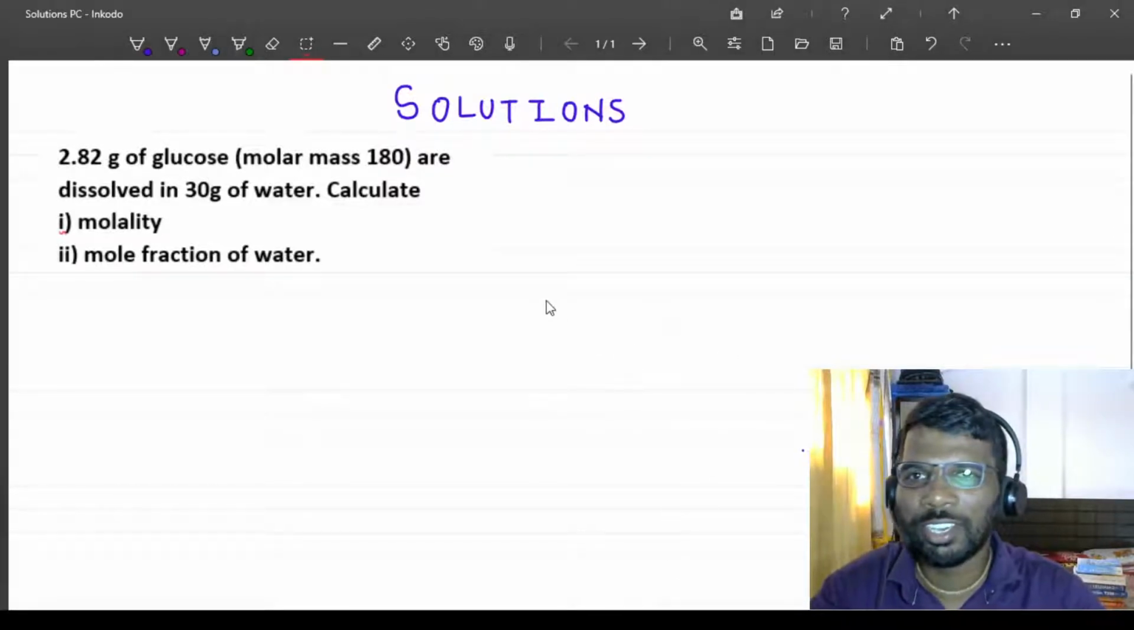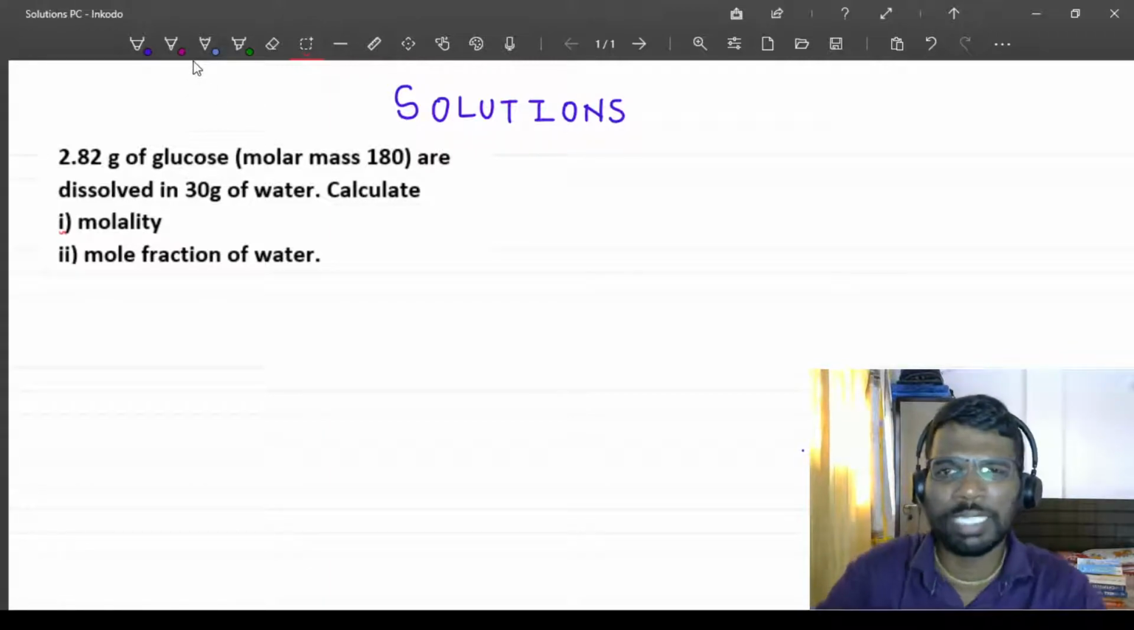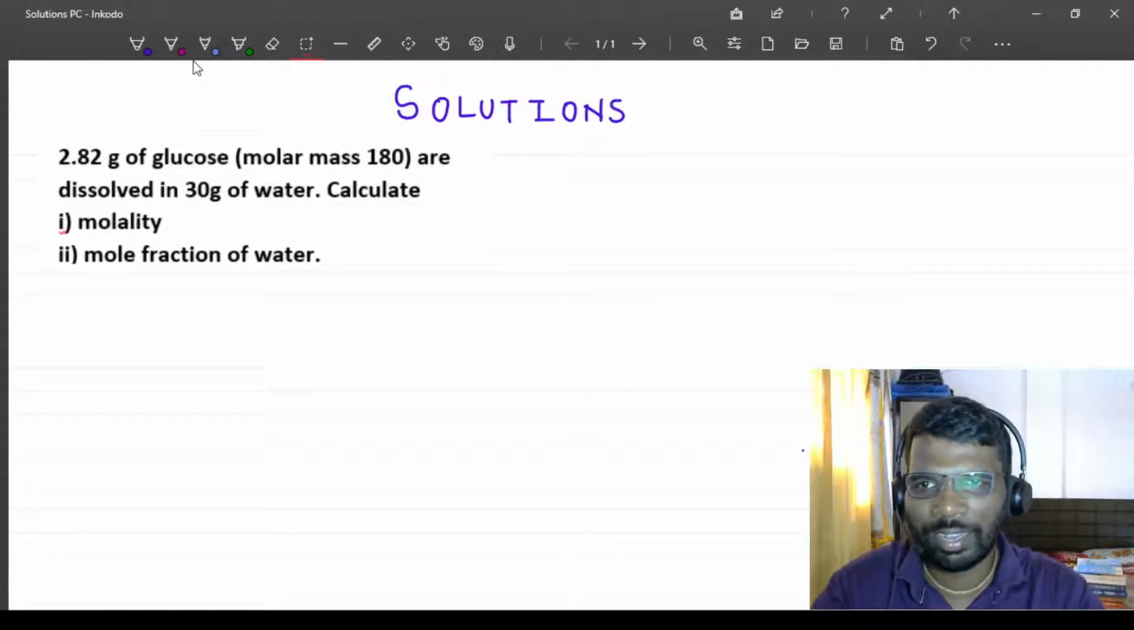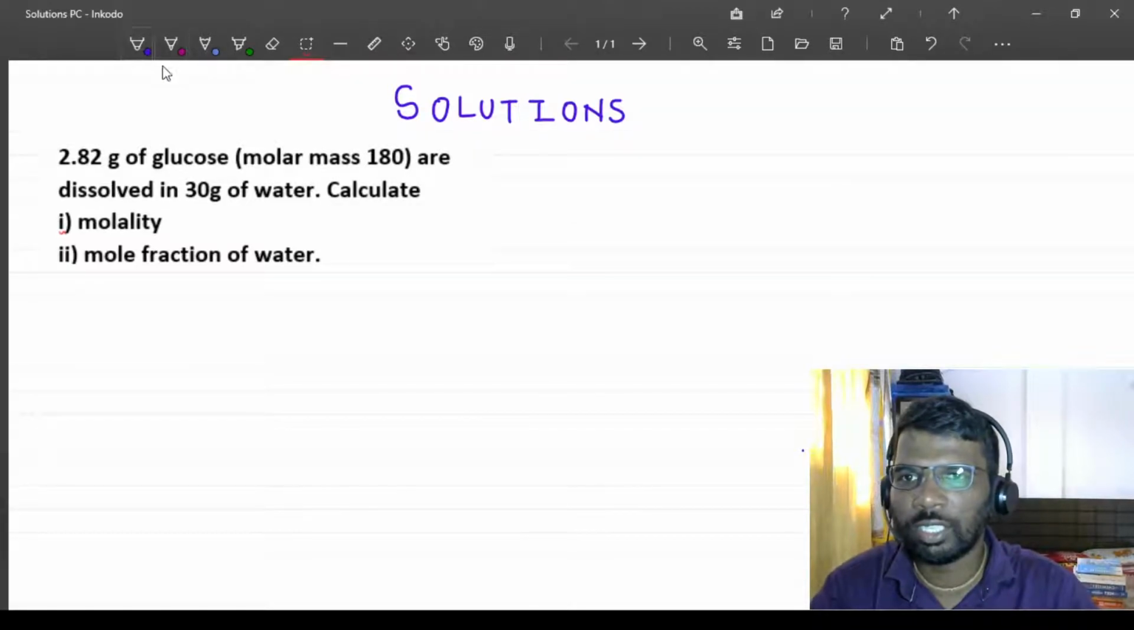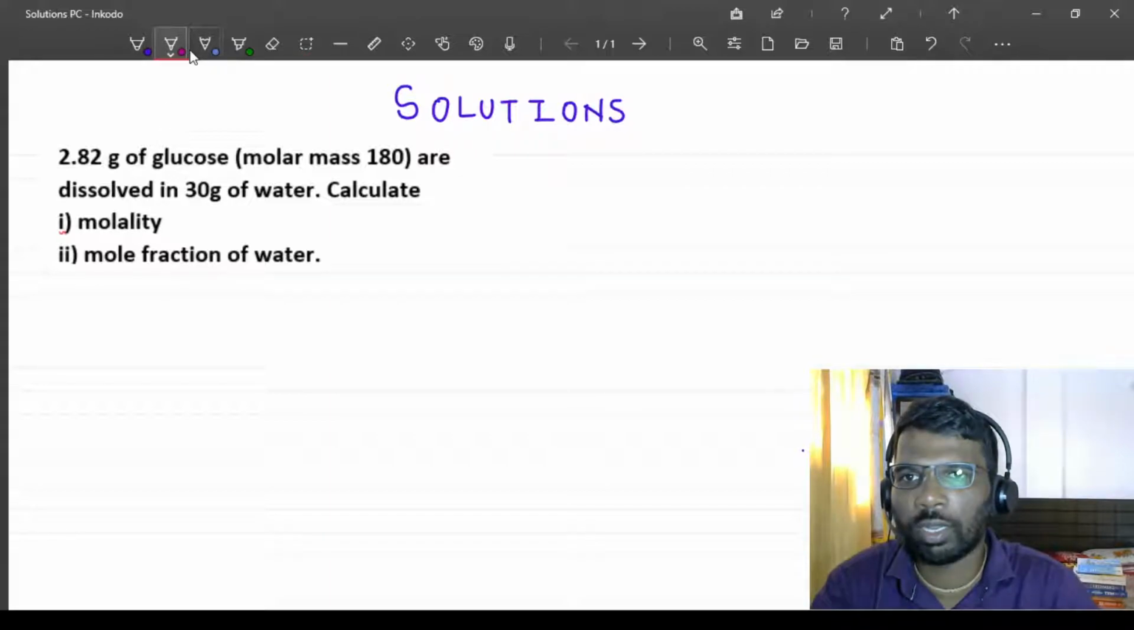Hello students, here I will be solving some questions based on the chapter Solutions. Some basic questions I'll be doing, and I'll start with the first question. The question asked is: 2.82 gram of glucose is dissolved in 30 gram of water. Calculate the molality and the mole fraction of the water.